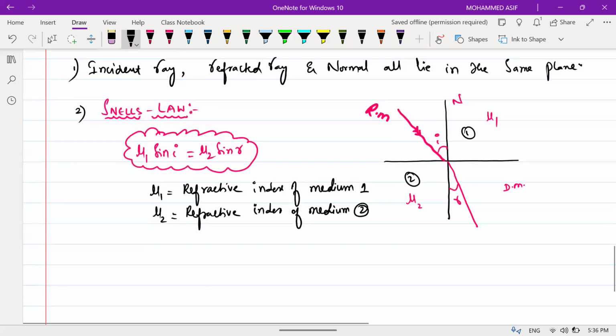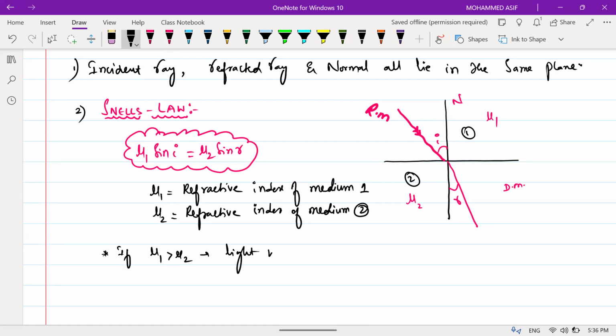Now see in this one. If mu1 is greater than mu2, light will bend away from the normal.